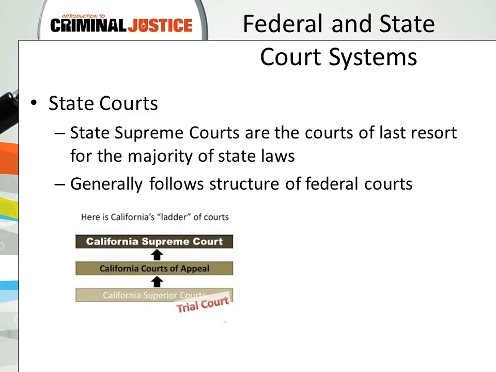So that was the federal court system. Let's talk about the state court systems. They pretty much mirror the federal court systems. Things start at the beginning, which is the Superior Court. And we'll talk about Superior Courts in a minute in California. And then if the appeal goes up, it goes to the Courts of Appeal, then the California Supreme Court.